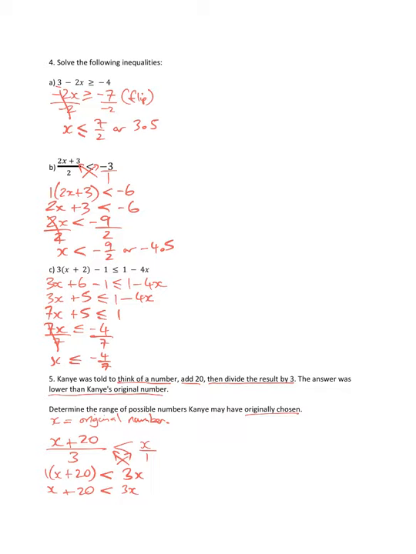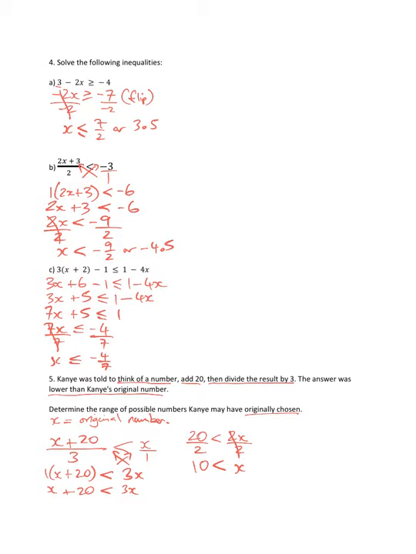I'm going to put my x's on the right-hand side this time. What's the opposite of positive x? Negative x. So take x from both sides. 3x take x is going to be 2x. Get rid of the times by 2 by dividing by 2 on both sides. x is going to be greater than 20 divided by 2, 10.